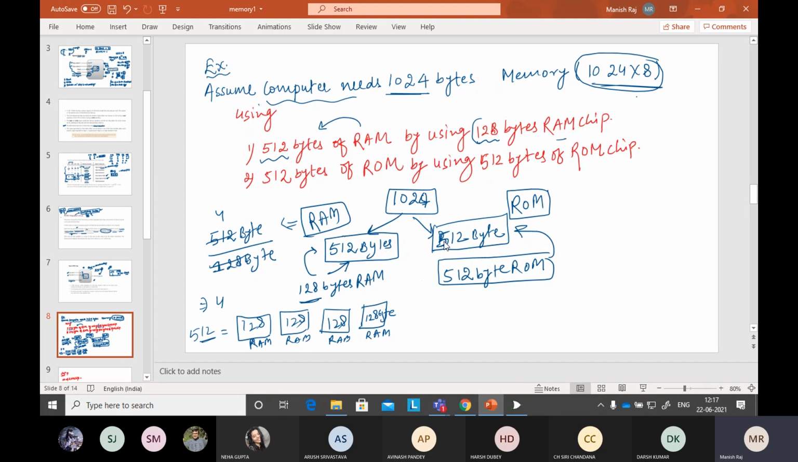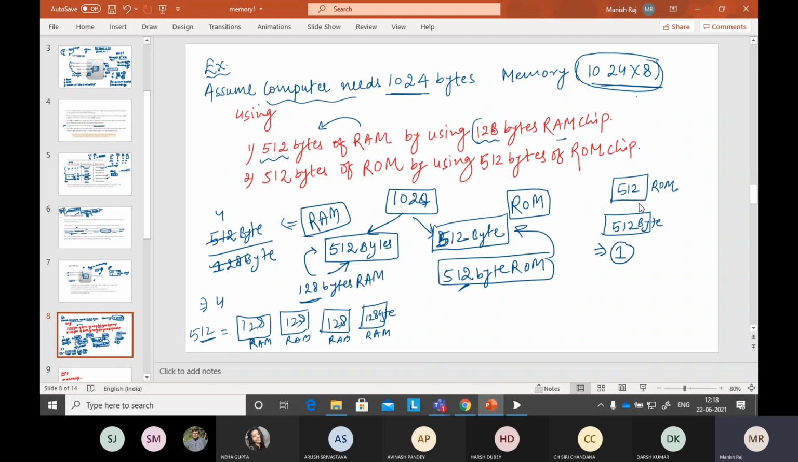512 bytes of memory you will consume, and the size of the ROM is again 512. So how many ROM are needed for this? Just tell me. What should be the answer? Easier than this, I think. You have 512 bytes of ROM, and the given memory is again 512. So how many ROM chips are needed? One. So this is the answer.